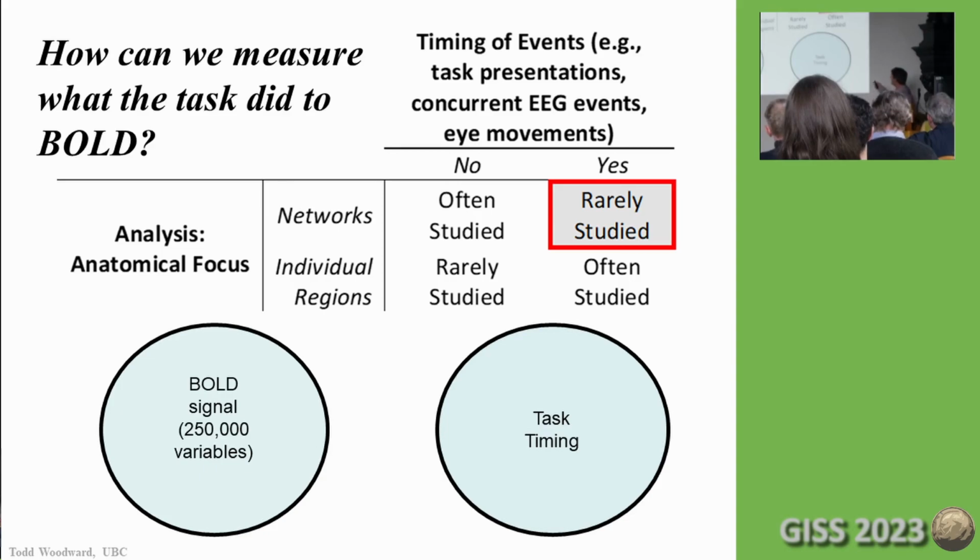So I want to talk about this column. What can we do when we have the timing information? How do we use it? And so that's why I have these two little circles here. We have BOLD signal on one hand and the task timing on the other hand. So there's two ways we can do this if we want to study whole brain networks.